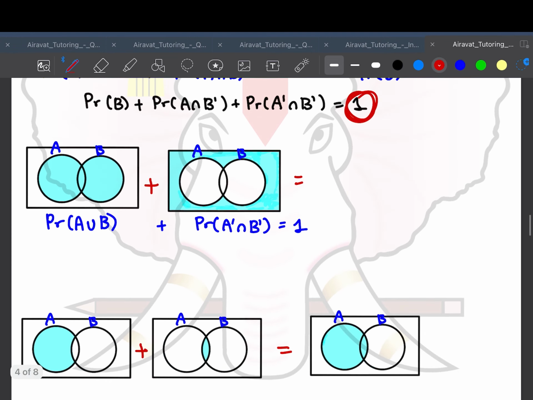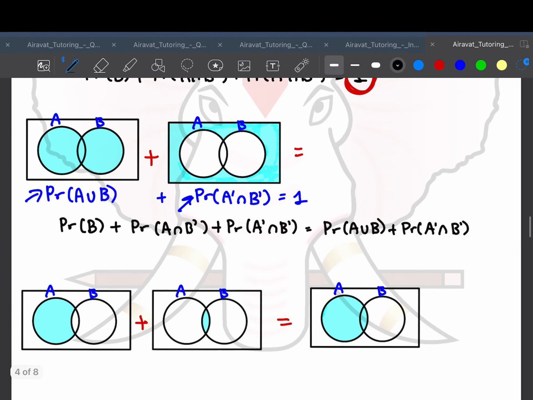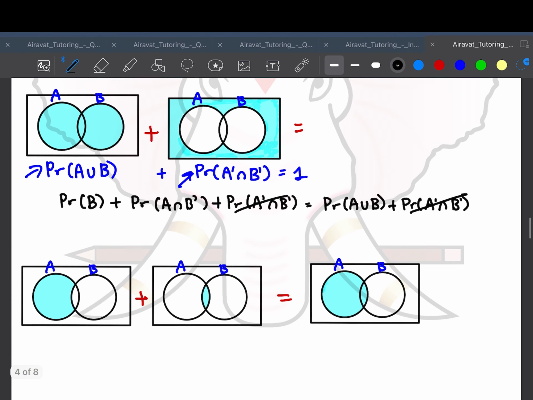Of course we can. As we can see, this shaded portion here is Pr(A ∪ B), and this shaded one is Pr(A' ∩ B'). And again, if we add these two proportions up, the probability is just going to be 1, because the whole Venn diagram is shaded. So we can now write our equation as, alright, now we can also cancel these two terms off, of course.